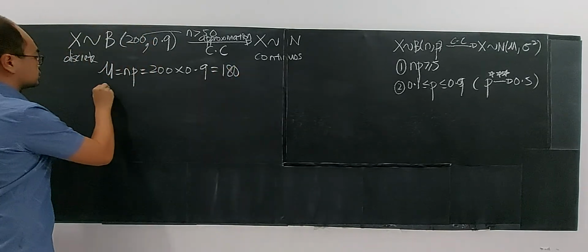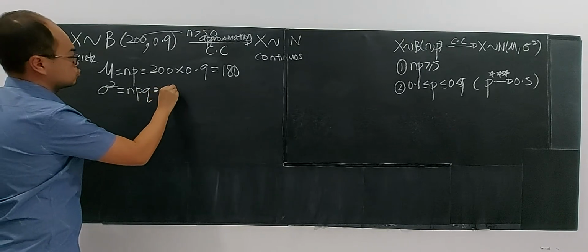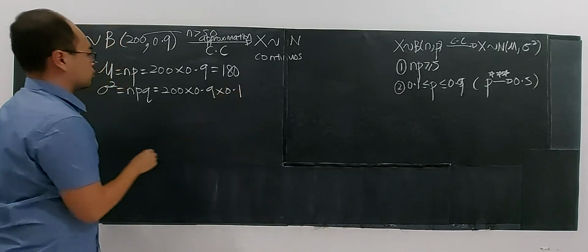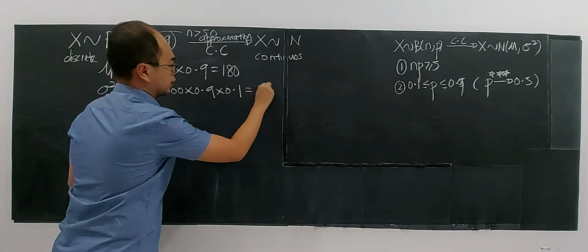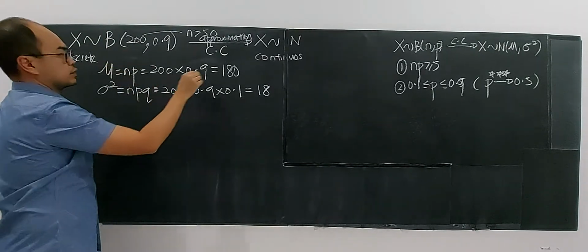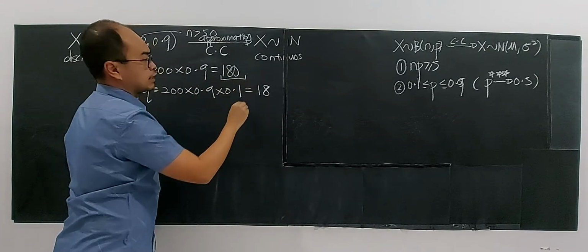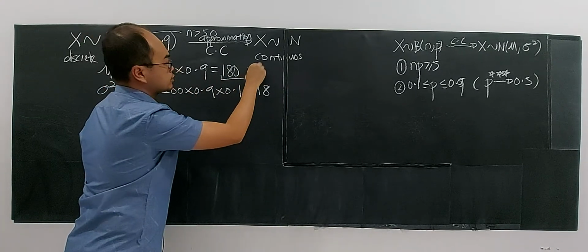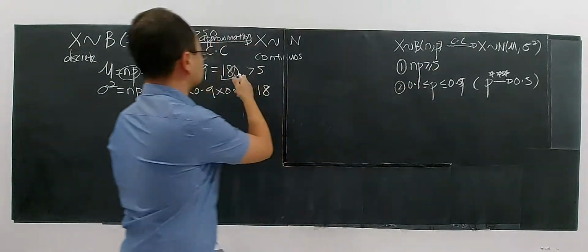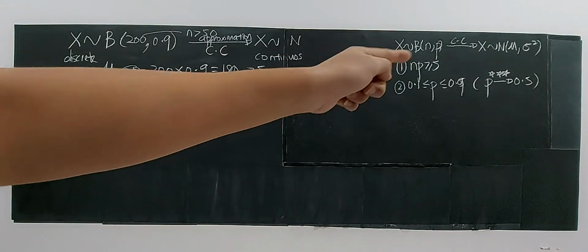And your variance will be npq, so you take 200, multiply with 0.9, multiply with 0.1, right? So you get 18. So you look at the value of the mean here. This is the value of np, right? Is this value larger than 5 or not? It's already larger than 5. It must be at least 5, but it's a lot bigger than 5. So the first condition is already fulfilled.